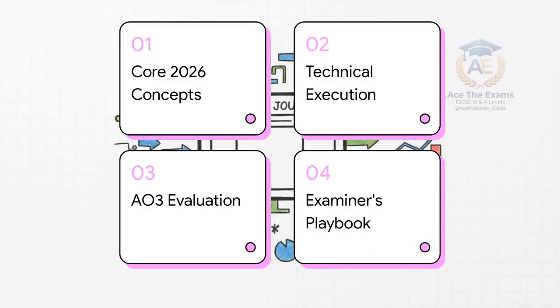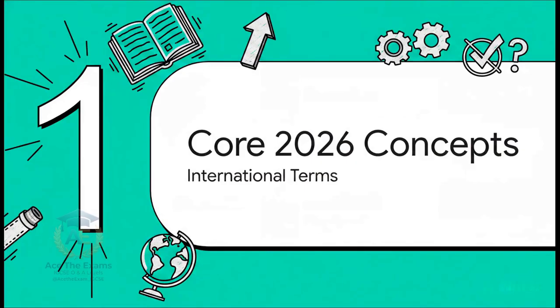So, here's our roadmap for today. We'll start off with the core 2026 concepts, move right into technical execution, transition over to AO3 evaluation, and finally, we'll crack open the examiner's playbook. Let's get into it. All right, Section 1, 2026 concepts.